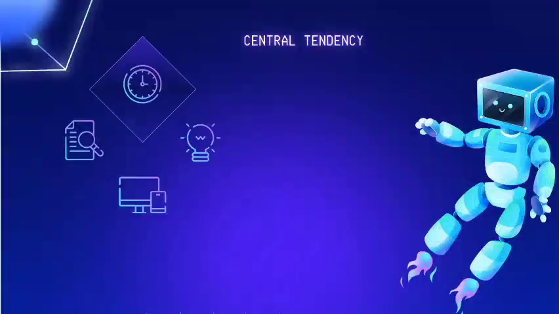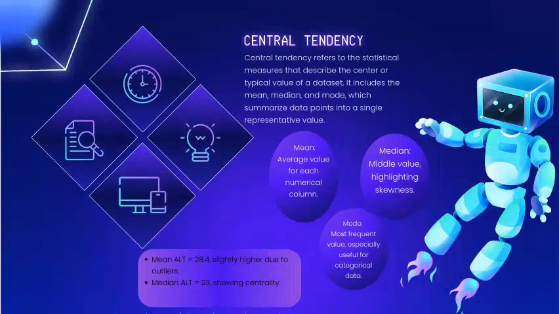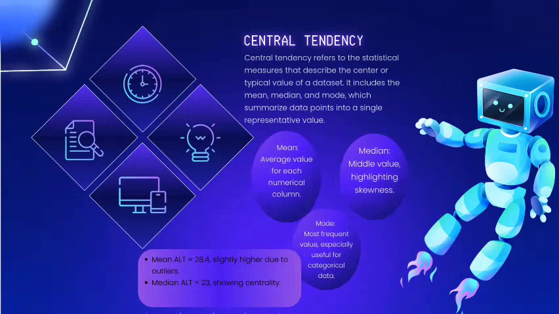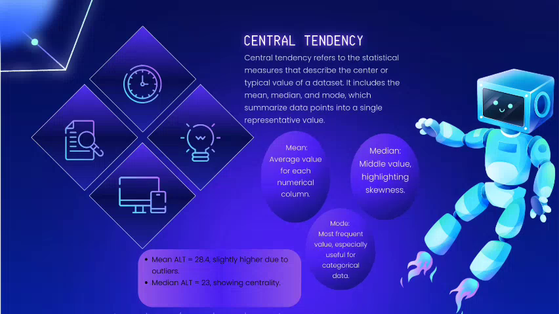Now, moving forward to measures of central tendency. Central tendency refers to statistical measures like mean, median, and mode that represent the center of a dataset. For example, the mean ALT value was 28.4, slightly elevated due to outliers, while the median ALT value was 23. These measures provide a quick overview of data distribution.